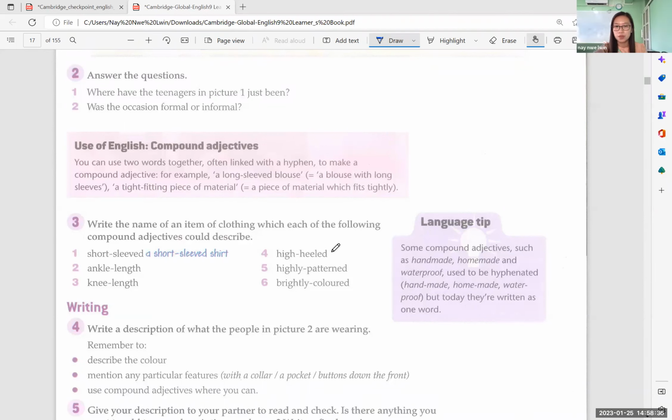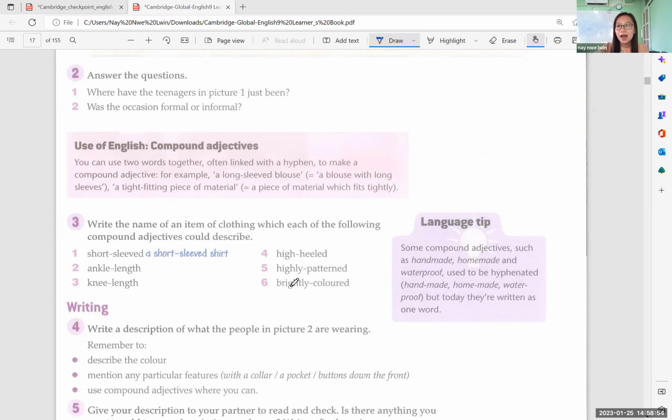High heel shoes. How about highly patterned? Fabric. Fabric, yes. Highly patterned fabric. Highly patterned clothes, like that, right? Correct. Or highly patterned dress. We can also use it like that.